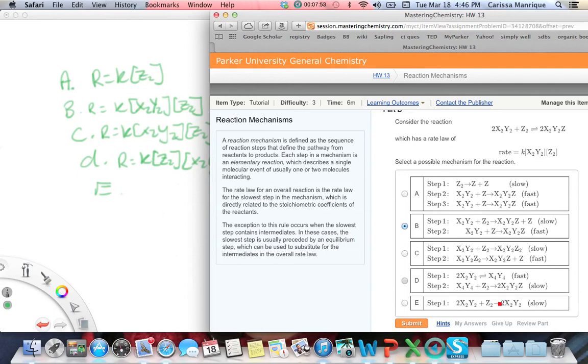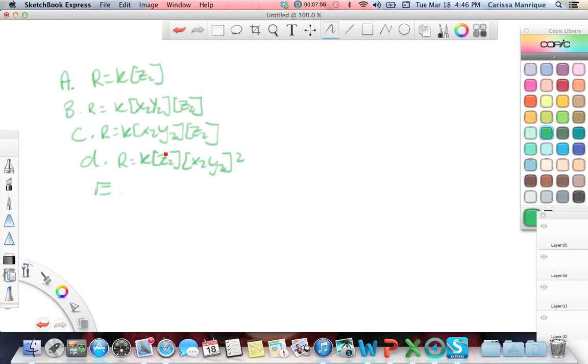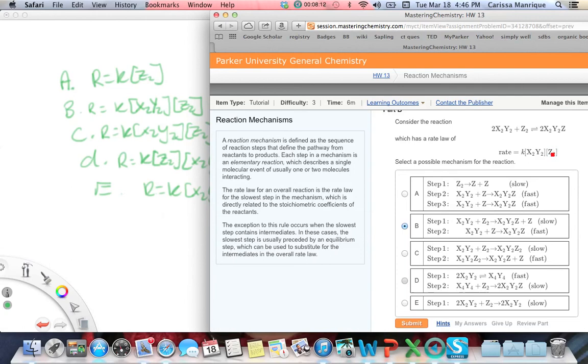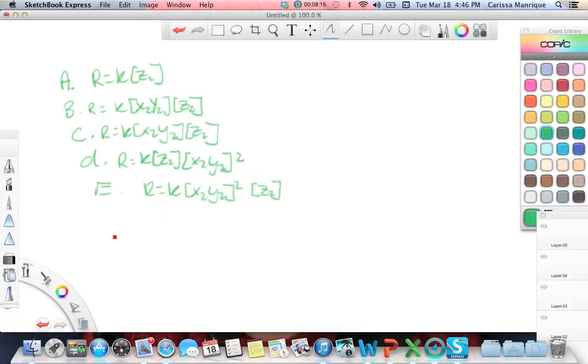And then here, E equals the same thing. You should get R equals K, X squared, Y squared, or X, Y, and then Z2. Okay, right away, we know that we can cancel out three of these because the rate law needs to be X2, Y2, Z2. So the rate law set in the problem should be K equals X2, Y2, Z2. Let's see which ones don't equal this. A doesn't equal that. D does not equal that. And E does not equal that. Okay, so let's look at B and C more closely.